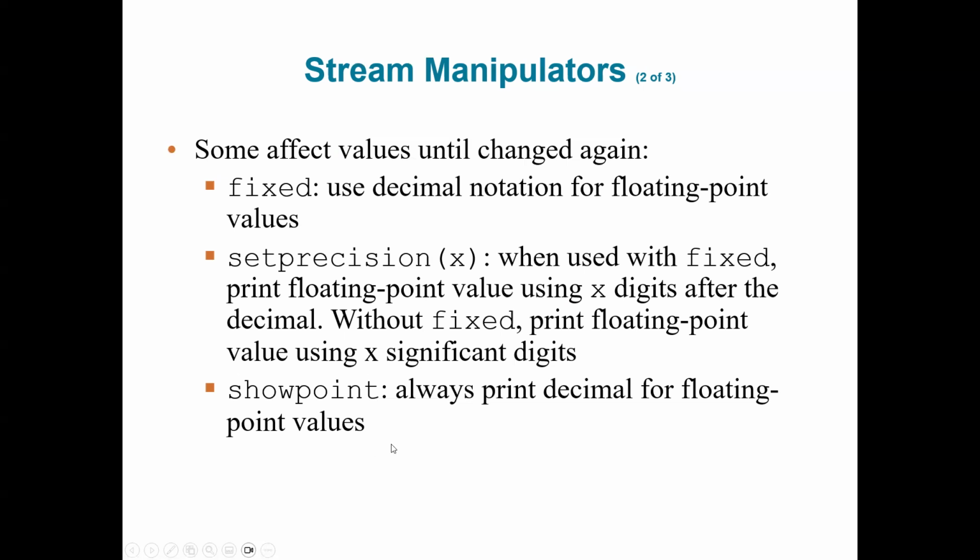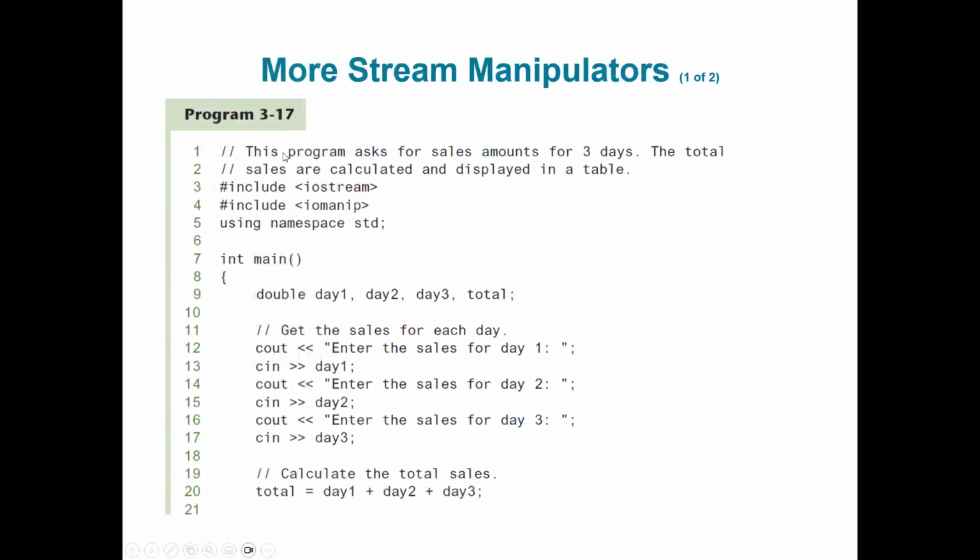So let's see an example of how we use it. Again, we still have to include iomanip. We declare 4 variables. They are all double. So we tell the user to enter the sales for the day. We enter sales for day 1, day 2, day 3. Then we calculate the total sales, which we add day 1, day 2, day 3 sales together, and store the result in total. All these 4 variables, we already declared. Again, I'm not going through this because we went through it in concept already.